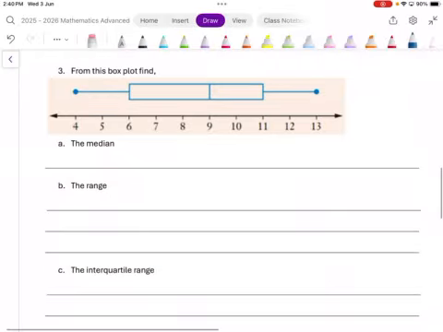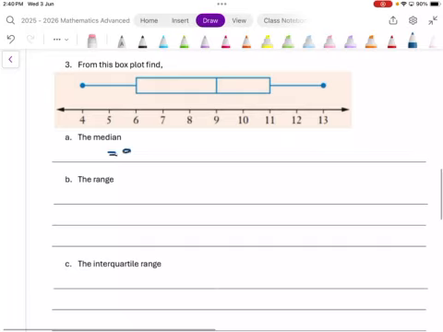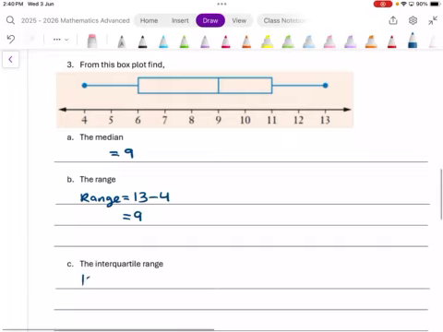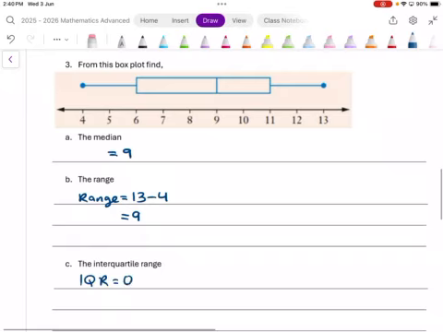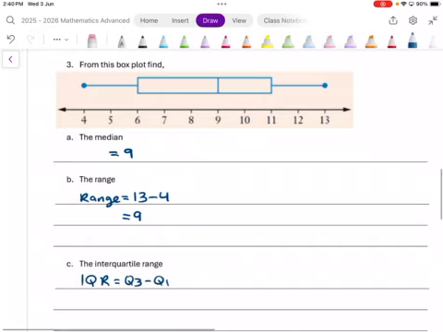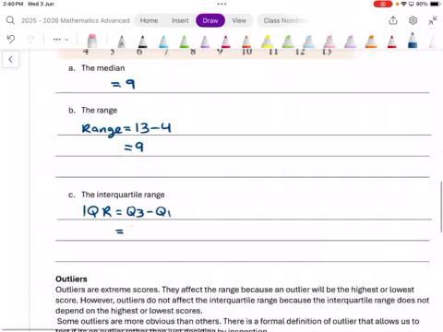Okay, from this box plot, what is the median? 9. What's the range? 13 minus 4, which is equal to 9. What is our interquartile range? 11 minus 6, which equals 5.